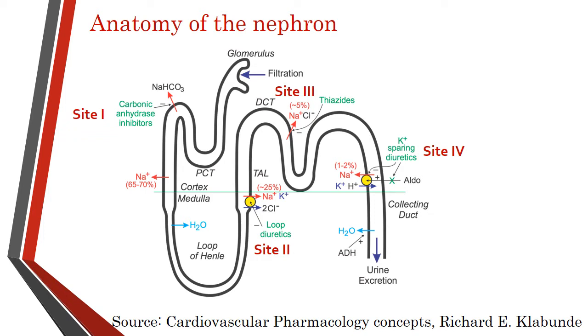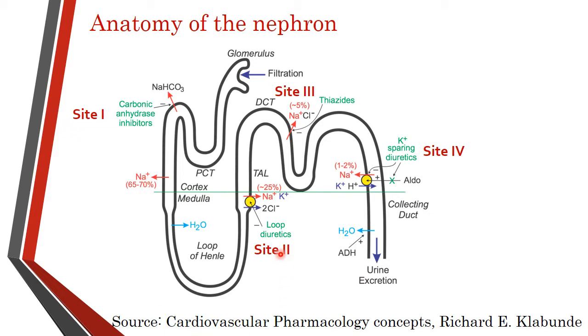Anatomy of the nephron. There are 4 different sites at which the diuretics act on the nephron. The first site is the proximal convoluted tubule, which is also called site 1. This is the site of action of the carbonic anhydrase inhibitors. 65 to 70% of sodium reabsorption happens at site 1.